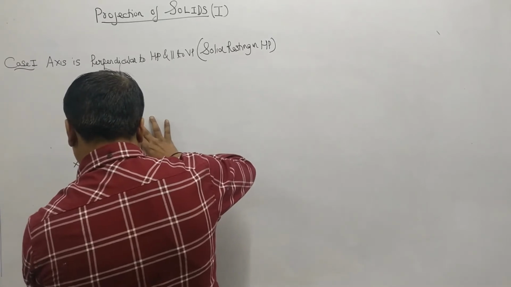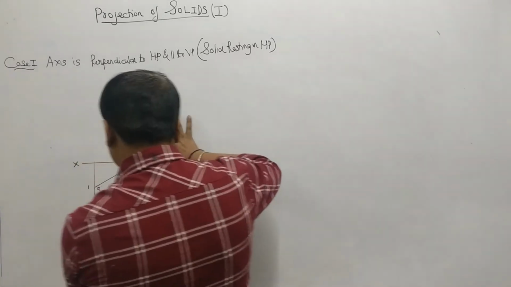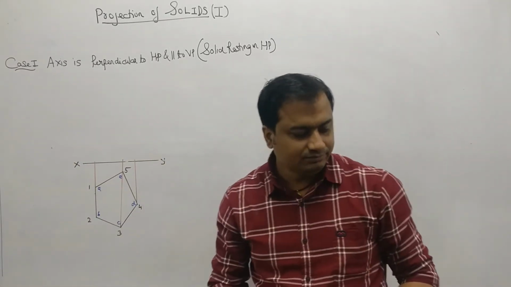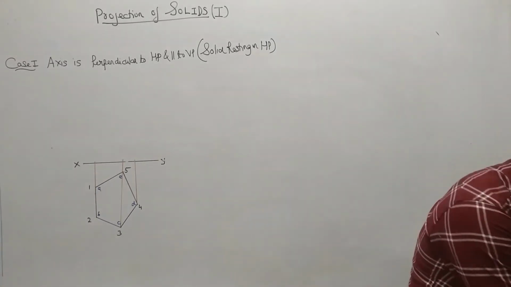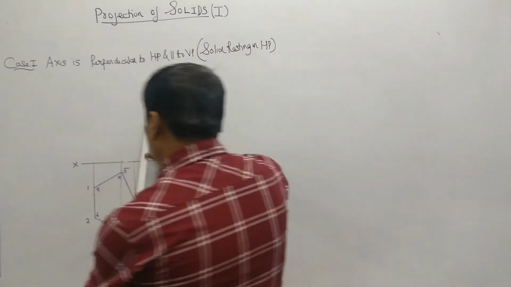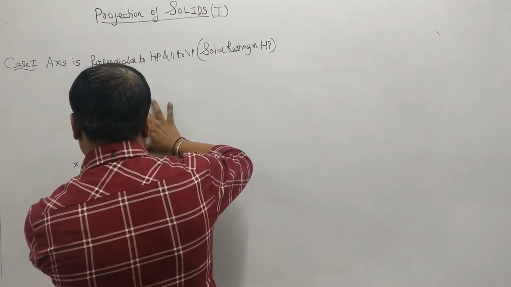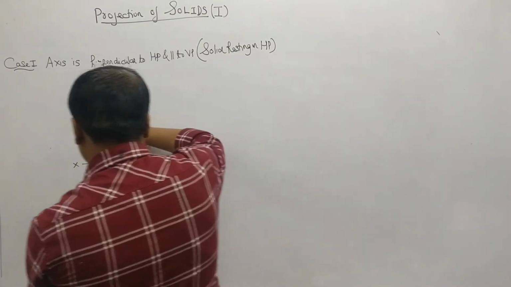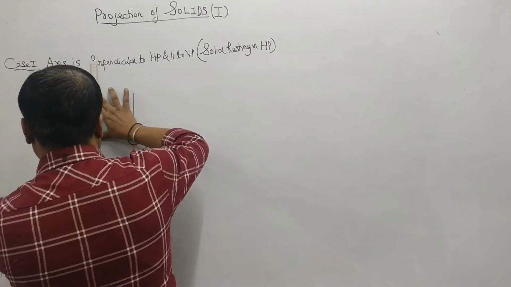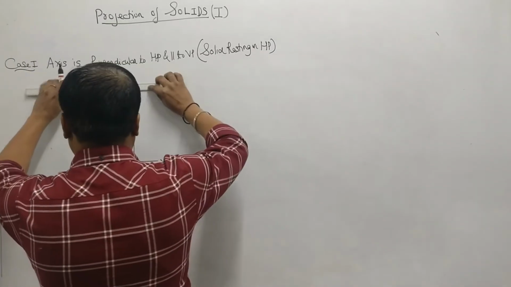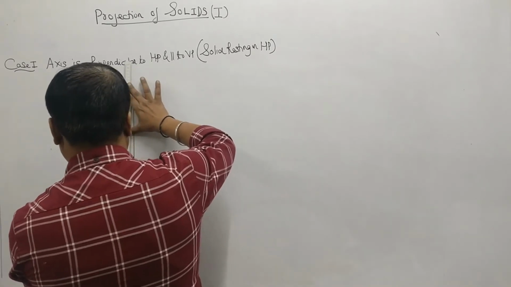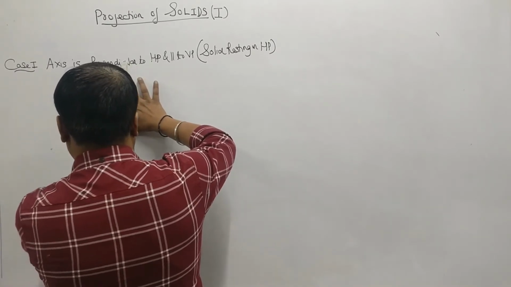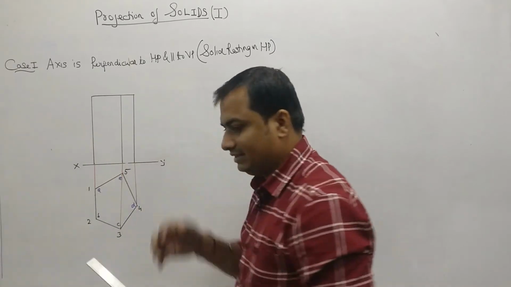Okay, so this is my projector, in red color, that should be very light, and the front view will be a rectangle. So this is my front view, that will be a rectangle.